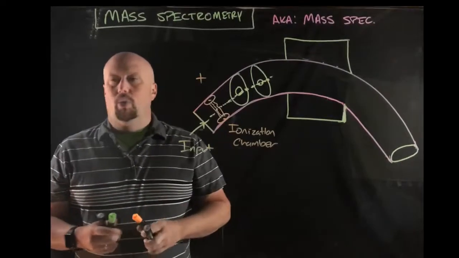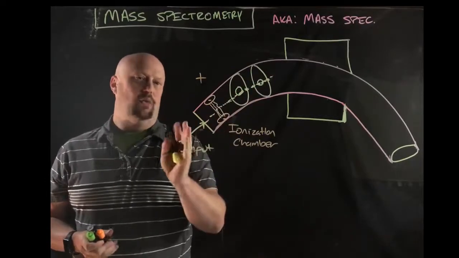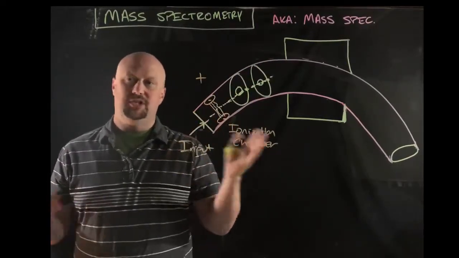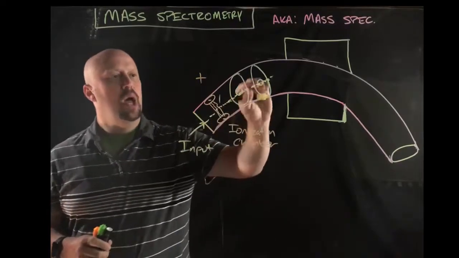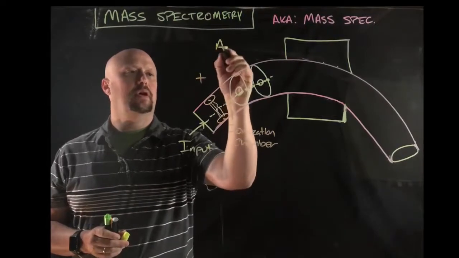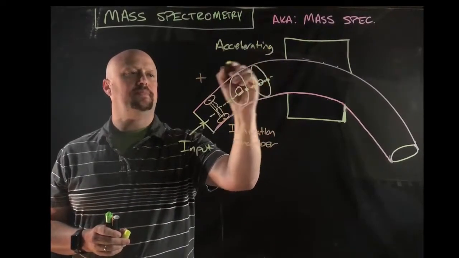So once it has the positive charge, it's then going to get pulled through. And if you're wondering, why would it keep going? Why doesn't it just hang out in the ionization chamber? Well, obviously, there are some pressure considerations too. But what's going on here is that there are magnets. Specifically, there are accelerating magnets.